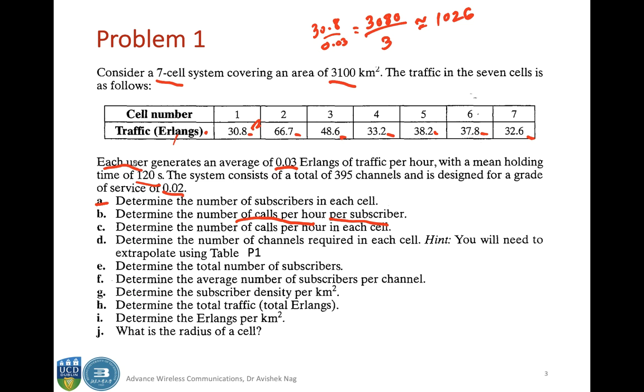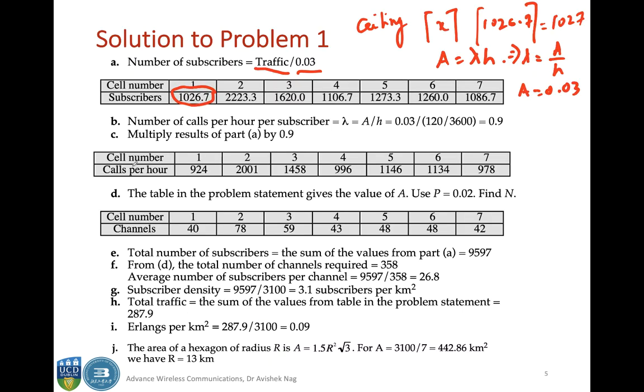So therefore your A in this case is 0.03 and the average holding time is 120 seconds, but in the problem you are asked to find out the number of calls per hour. So you convert the 120 seconds into hours by dividing it by 3600, the number of seconds in 1 hour. That number is your H, and you find lambda by doing A over H, where your A is 0.03. So eventually you will get 0.9.